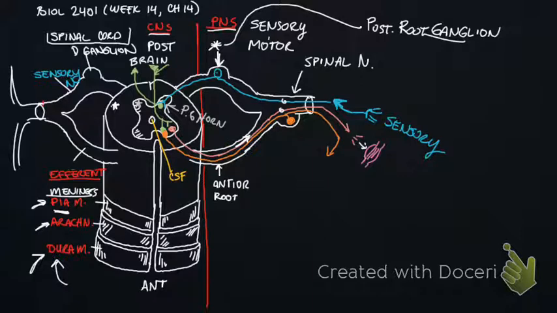Then we have visceral motor neurons, sometimes referred to as the autonomic.